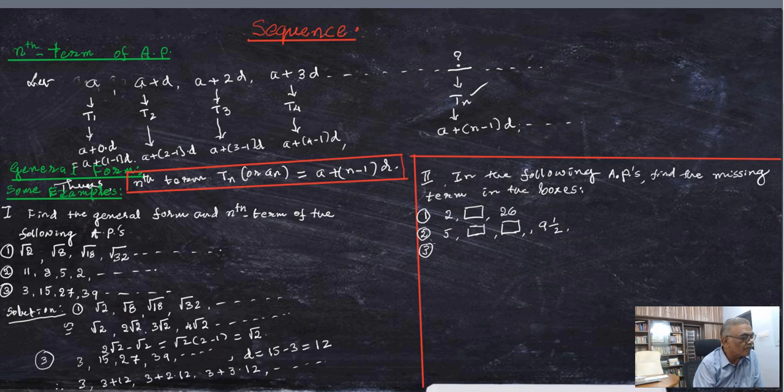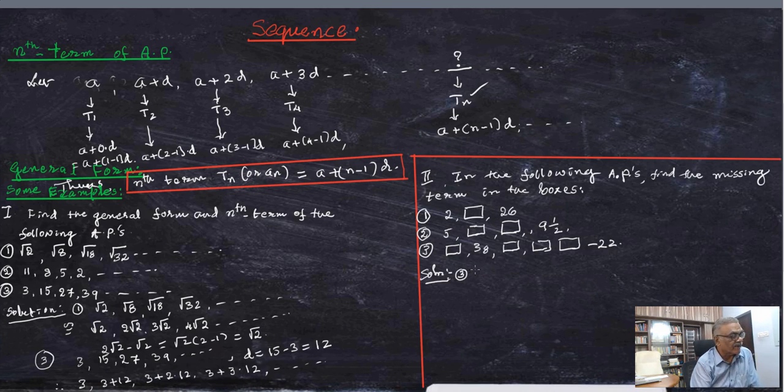In the third example, the first term itself is missing, the second term is 38, and the third, fourth and fifth are missing, and the sixth is given as minus 22. Now I am considering the solution of the third one only.